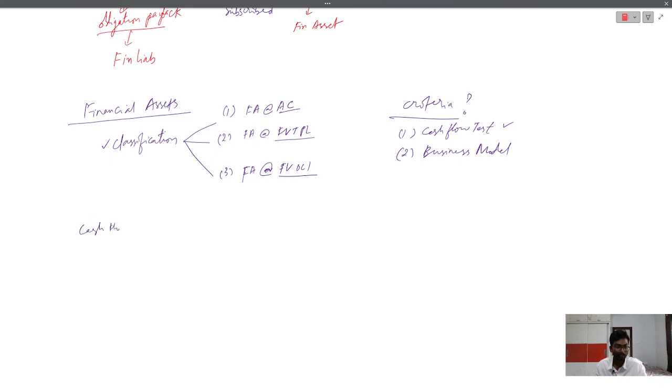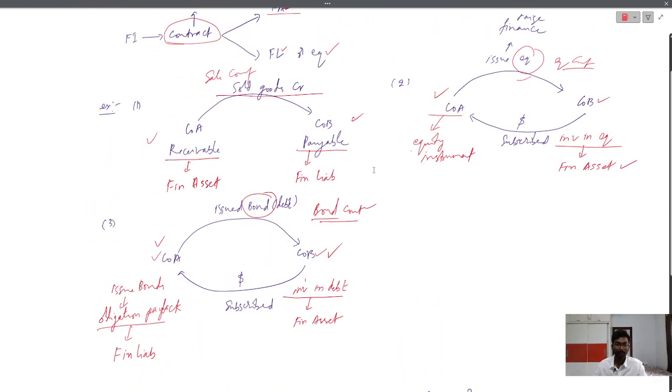The cash flow test says that we look at the cash flows arising from the contract or financial asset. For example, here the bond investment, where company B has invested in the bonds. Now, when company B has invested, it would obviously expect some returns.